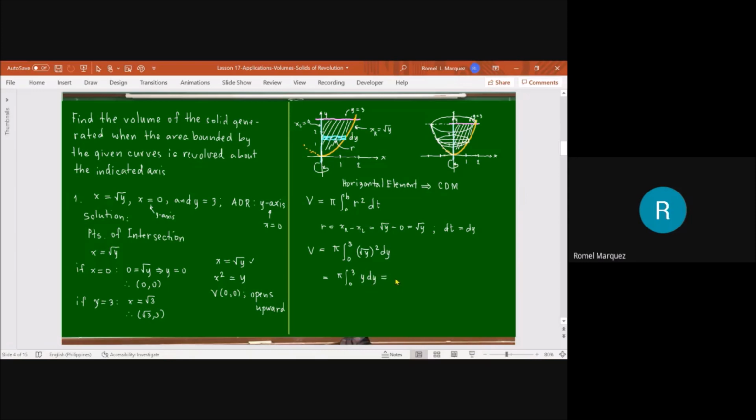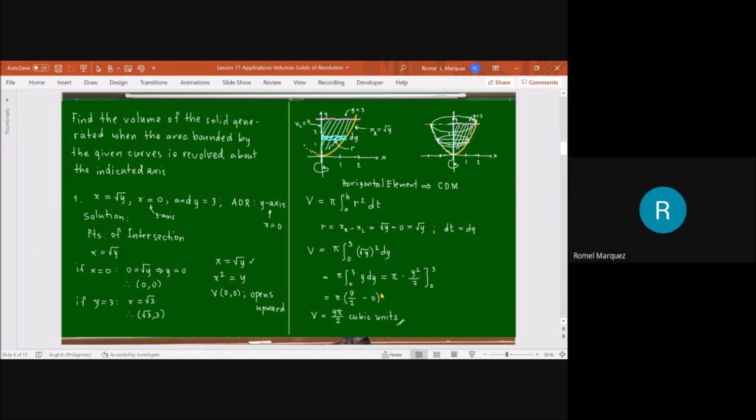And this is equal to what? Pi, what is the integral? That is y squared over 2, evaluated from 0 to 3. So getting pi multiplied by 3 squared over 2. So what's the value of this? 9 over 2. Okay. So what's the volume?